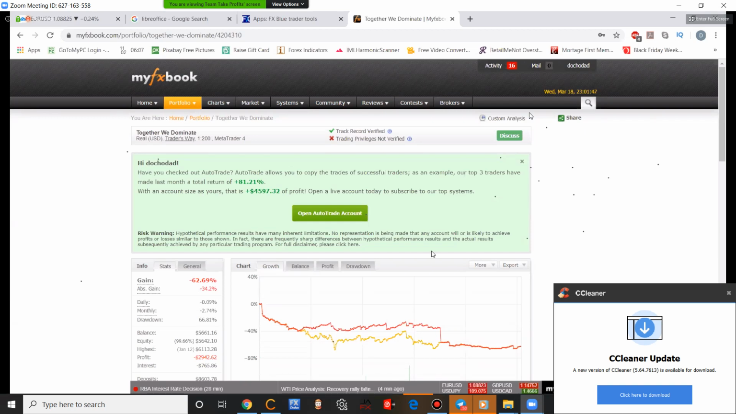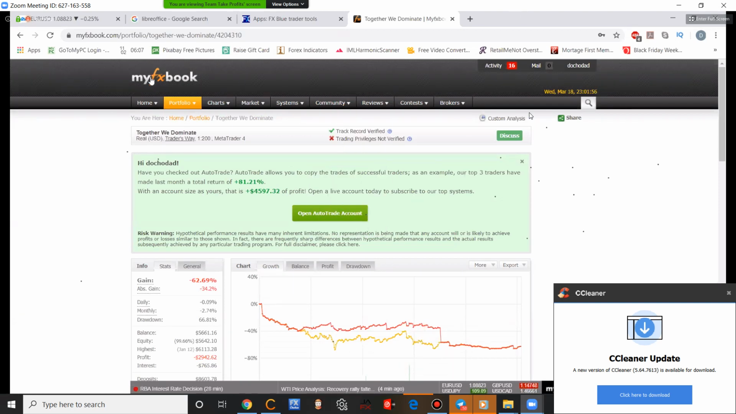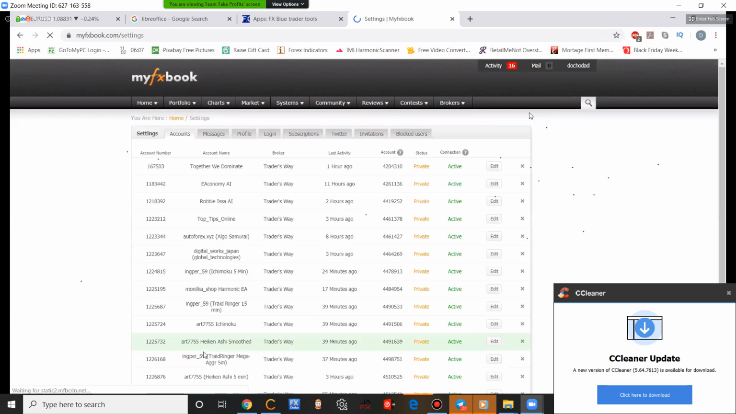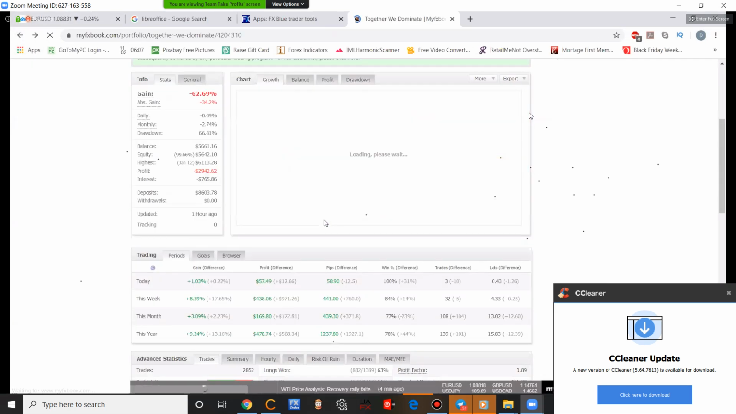Okay, so what you'll need to do is go to MyFXBook and create an account. I'll make a separate video of this if you want. Go to MyFXBook, open up an account, then go to portfolio and add an account. I can show you how to do that in another lesson if you want.